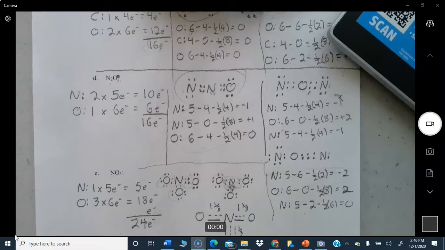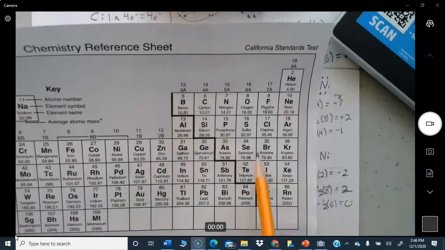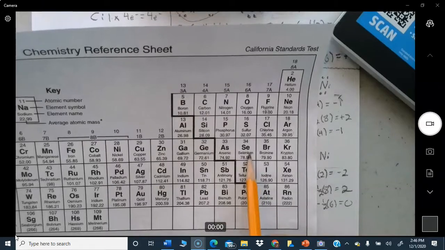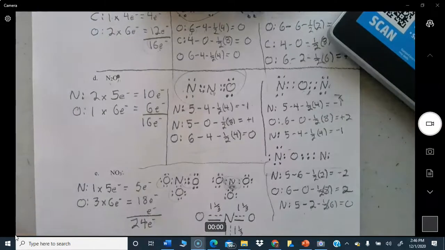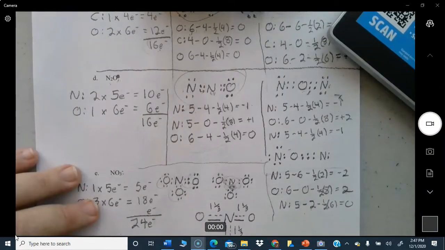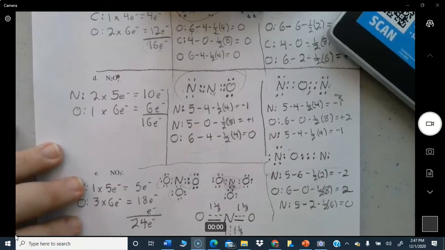All right, SeO2, let's do this one like this. First of all, let's count electrons. And selenium is right there. It's below oxygen, so it also has 6. It's the 6th element from the left. And oxygen, there's 2 of those. Okay, let's do it like this. And let's do it like this.